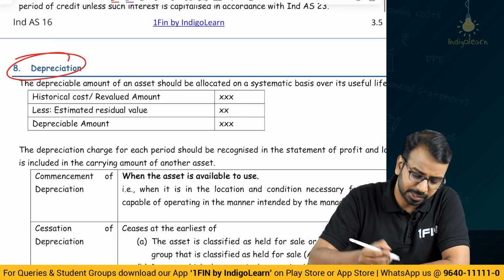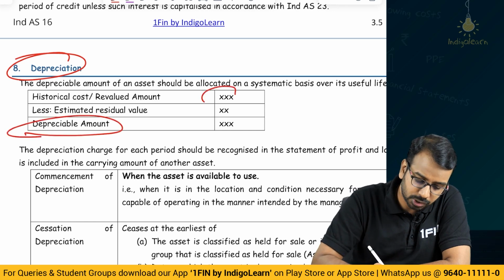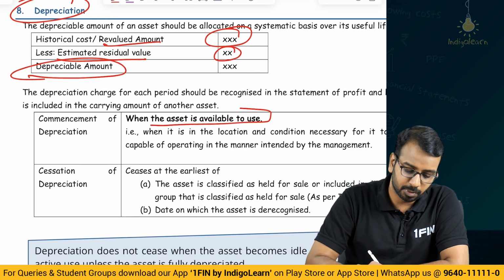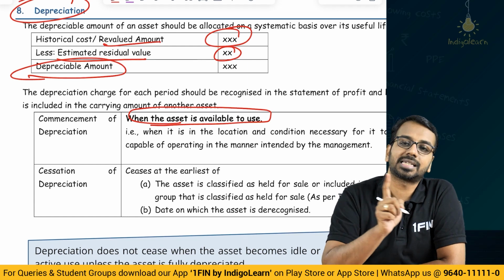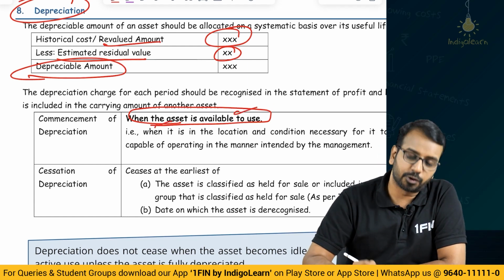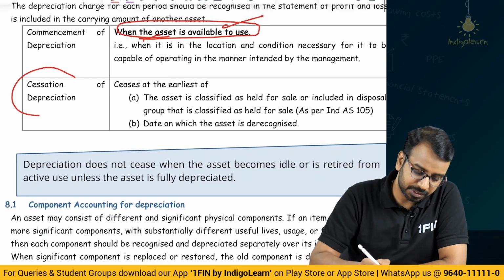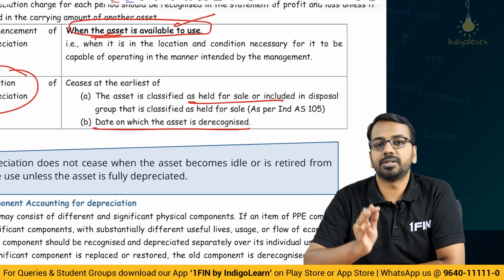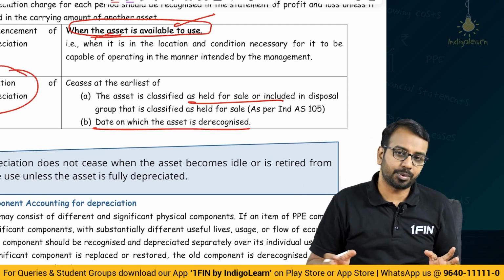Then comes depreciation, very simple. Depreciation is calculated based on the depreciable amount, that is your cost or revalued amount minus the estimated residual value. When should we start depreciation? When the asset is available for use, not when the entity starts using the asset. When the asset is available for use, on that date you should start charging depreciation. And you stop depreciation when it is classified as held for sale or on the date on which it is de-recognized, meaning I have stopped using it, on that date I will stop charging depreciation.